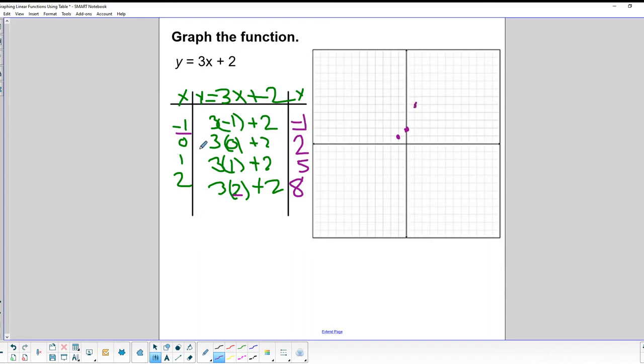So I'm checking a 0. Yeah, 0 and 2, 1 and 5. Let's check that first one. Oh, I messed up on that first one. Remember, it was -1, -1.